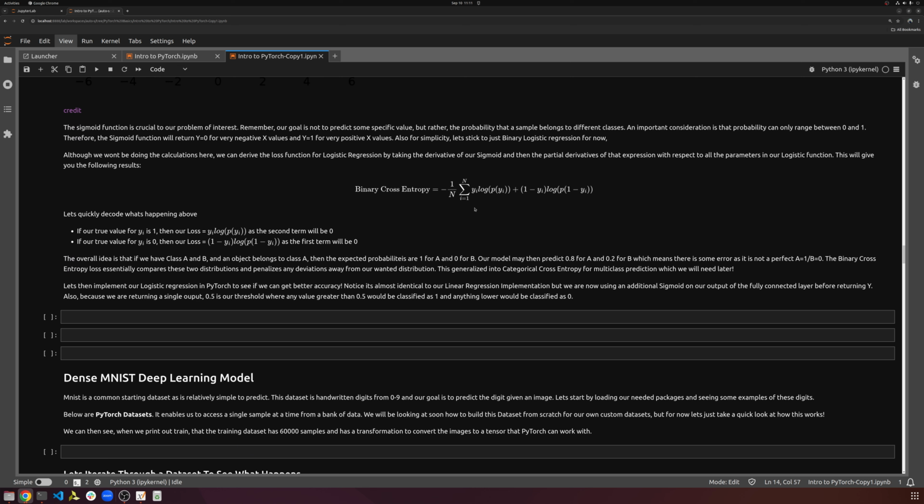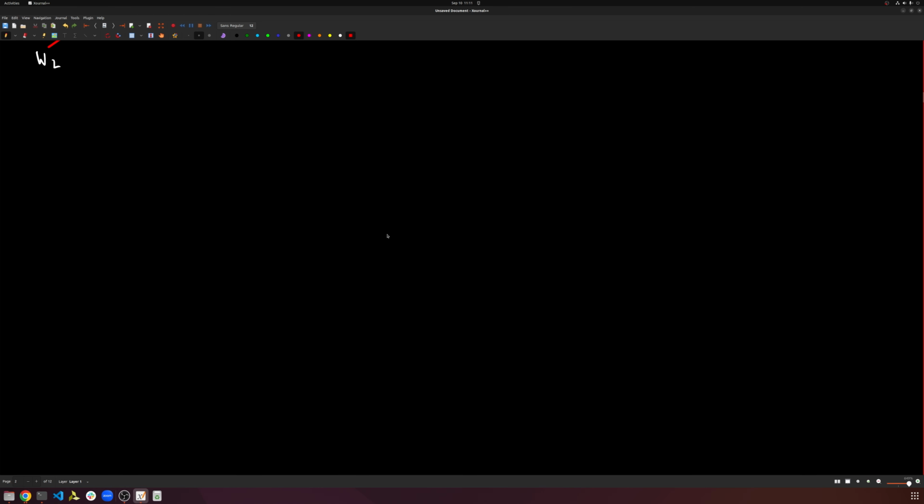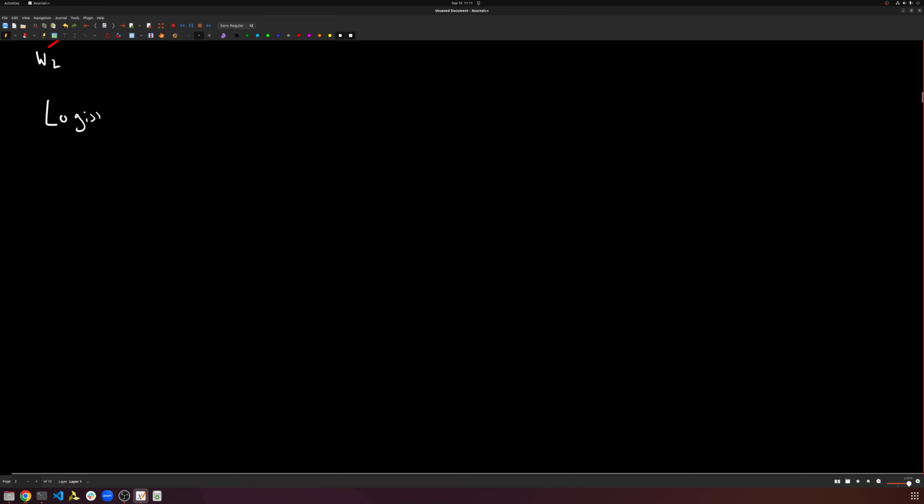So let's go back to here. We are now going to do logistic regression, which is actually a lie. It's not actually a regression task. It is a classification task. I don't know who names these things, but it's fine. Logistic regression. So let's set up the problem here.